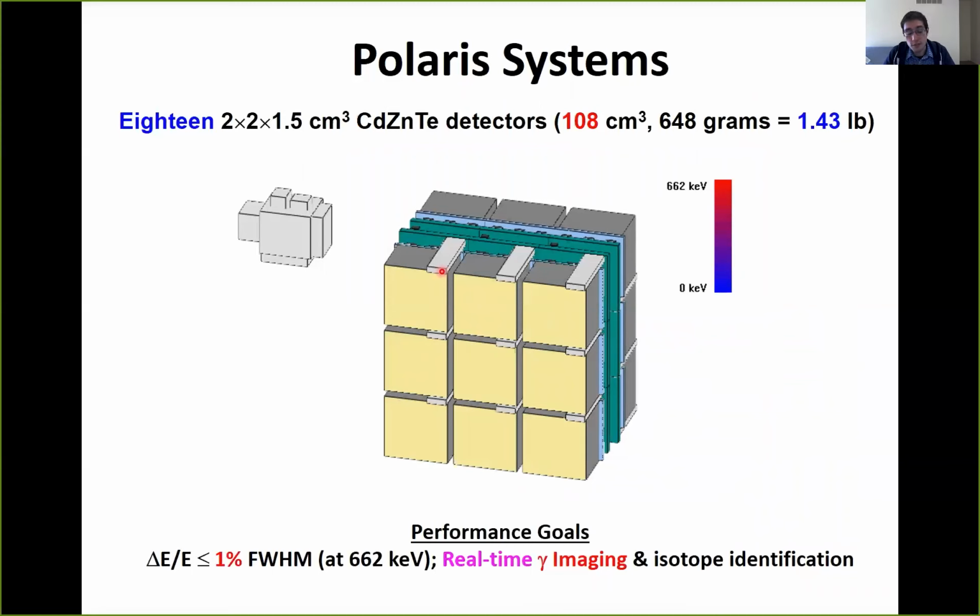And we can get better than 1% full width at half max resolution at 662. Also, over the development of about 10 years, we are able to do real-time gamma ray imaging. We'll show this in the next module, how gamma ray imaging works.